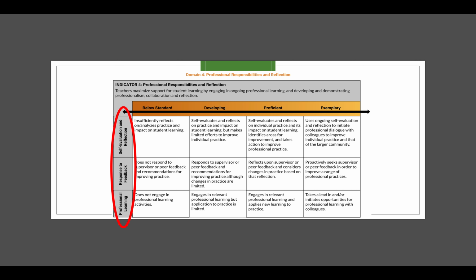This takes us to Domain 4, Professional Responsibilities and Reflection. This domain is typically not observed in the classroom, but there are elements that could be considered. The focus is primarily on the ongoing teacher learning and development, leading to improvements for students. The information and process will be similar to the current process in that these elements would be discussed at the beginning of the year, mid-year, and end of year, as well as when needed.